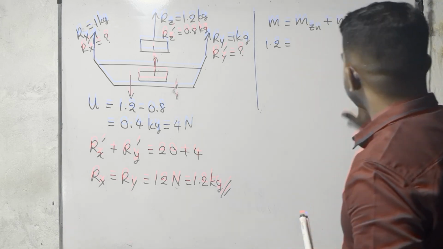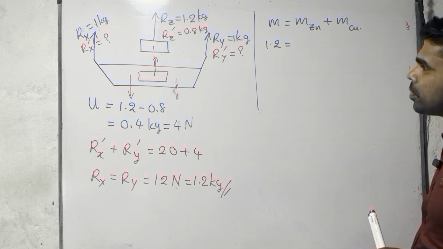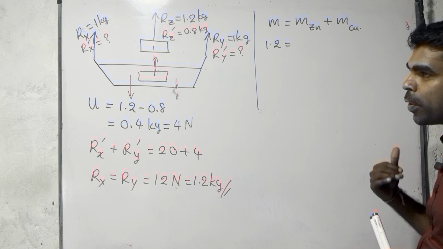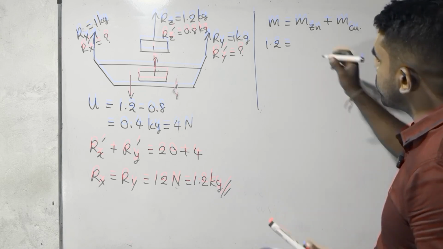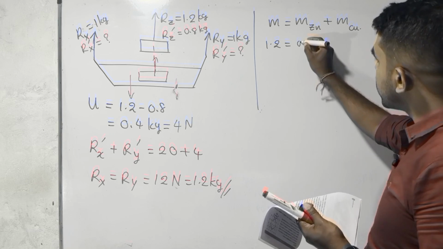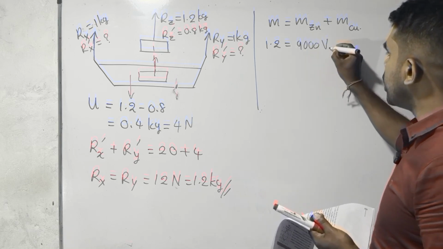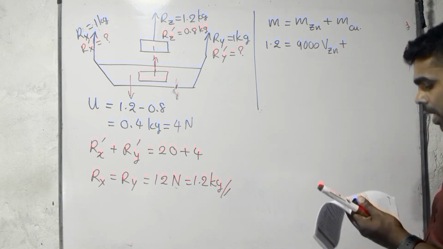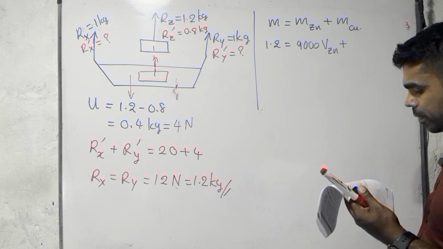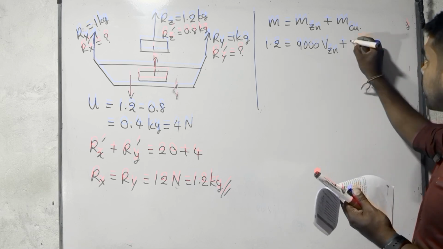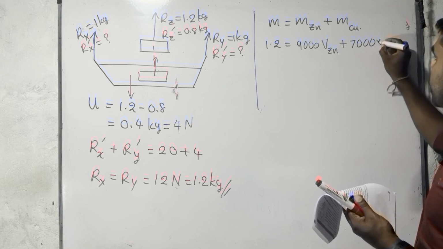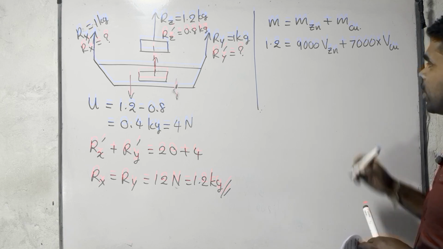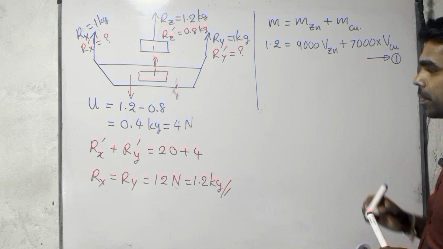I will use another method. We know that density is mass divided by volume. Then mass is density into volume. Density of zinc 9000, volume V zinc plus density of copper 7000 into volume of copper. Now it is the first equation.